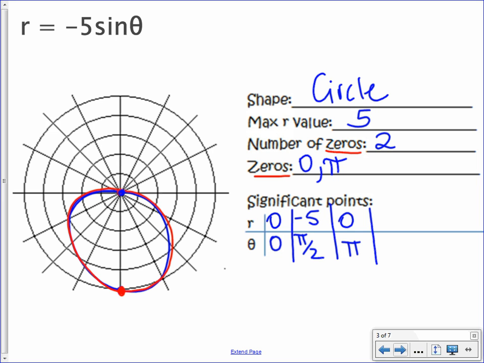Does that make sense? Whenever our R is 0, that's considered a zero. We're at the pole. It has nothing to do with an axis. It's just about the pole.